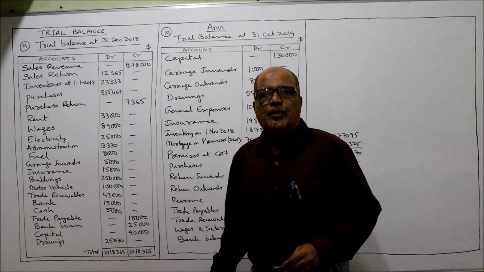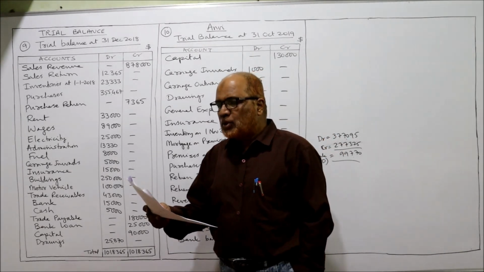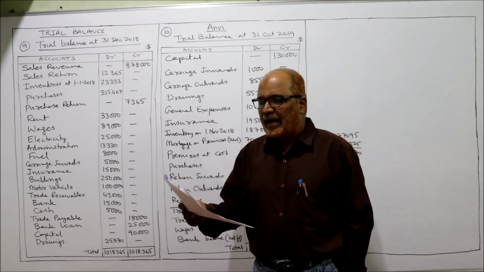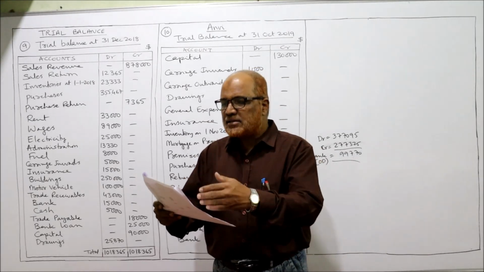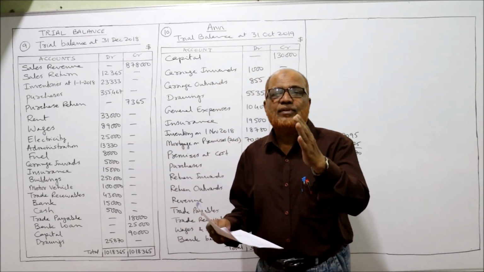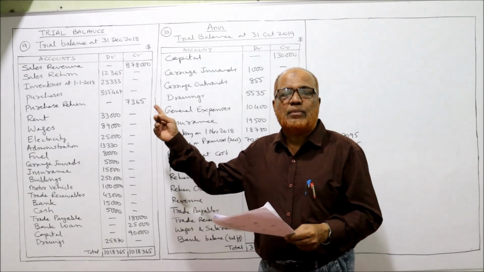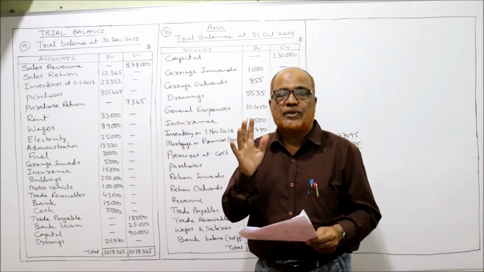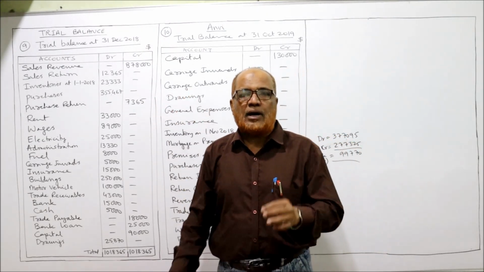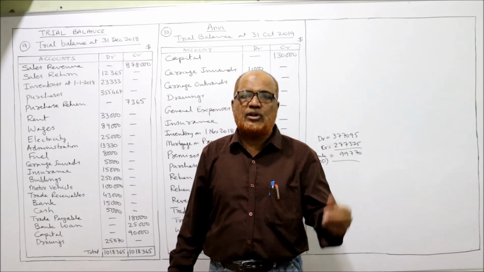Come on, I am reading out the 9th problem. See carefully. Put the below figures into a trial balance. All the account balances are given. We have to decide which item should be taken in the debit column and which amount should be taken in the credit column. That's the only thing you have to remember. I have explained it in detail in the last video.